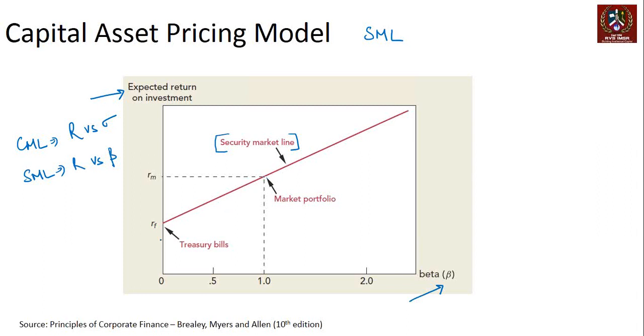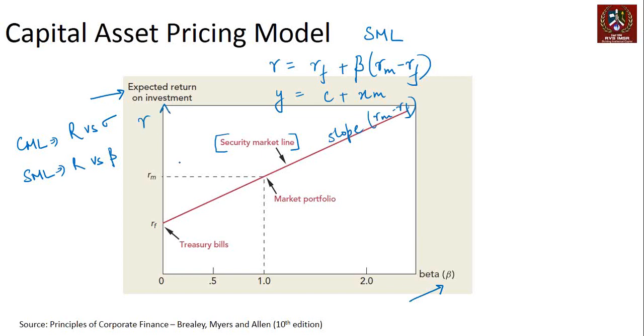Now on this, the intercept, and you can write the equation again. R is equal to RF plus beta into RM minus RF, right? Beta is on the x-axis, so this is X. This is Y equals C plus MX, right? What is M? M is RM minus RF. So the slope of this line is RM minus RF.